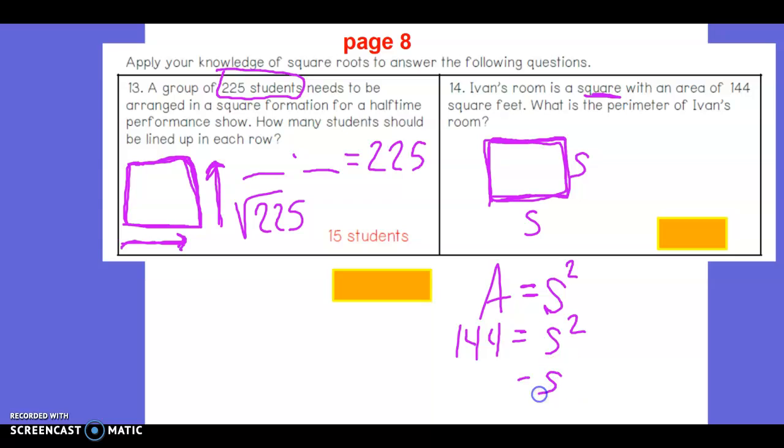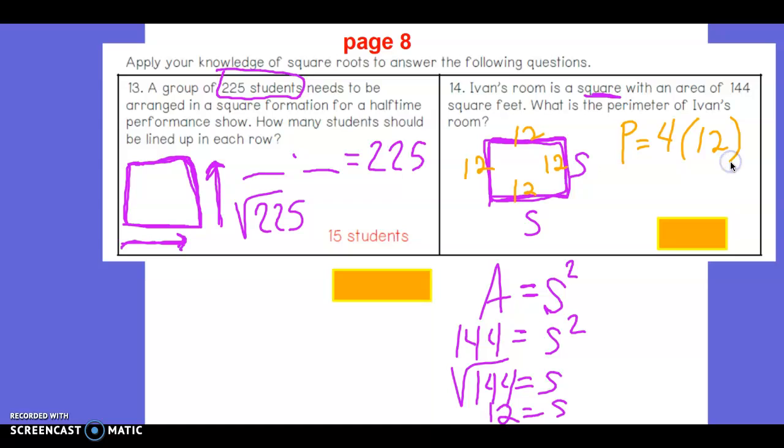So to find that number, I take the square root of 144, because that is the opposite or inverse of squaring. The square root of 144 is 12. So every side has a length of 12. So if I want to find the perimeter now, what I need to do is add up all the sides, or I could take that 12 and multiply it by 4, because all the sides are the same. So my answer is that the perimeter would be 48 feet. So that is a review of squares and square roots.